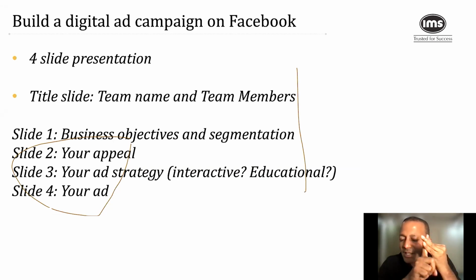Slide 1, your key business objective that you want to achieve with the campaign. Slide 2, segmentation, right? Which customer segment do you want to go after? Slide 3, your appeal, whether it's emotional or rational, and why. You need to give a brief logic as to why you want to go with an emotional appeal or a rational appeal. Slide 4 is your ad strategy, which is, do you want to make it interactive, informative, whatever you want to put there. And then the final slide is, I would like to see the ad there.